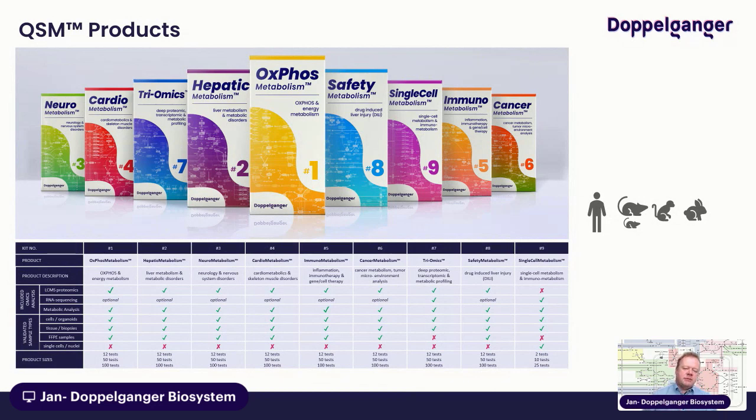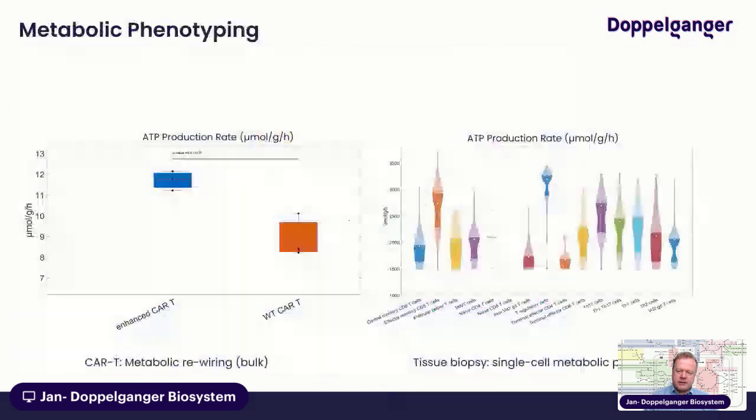Single cell metabolism is the product for single cell metabolic phenotyping, very similar to immunometabolism, where we particularly focus on the metabolism of immune cells. Cancer metabolism focuses a little bit on both. So we look at the metabolism of the cancer cells, but also the metabolism of the immune cells in the tumor microenvironment. And the platform is validated for human, for rodent samples, monkey, and for rabbit samples right now.